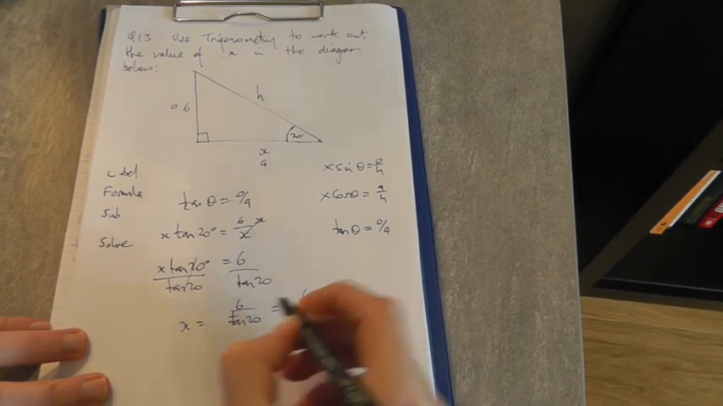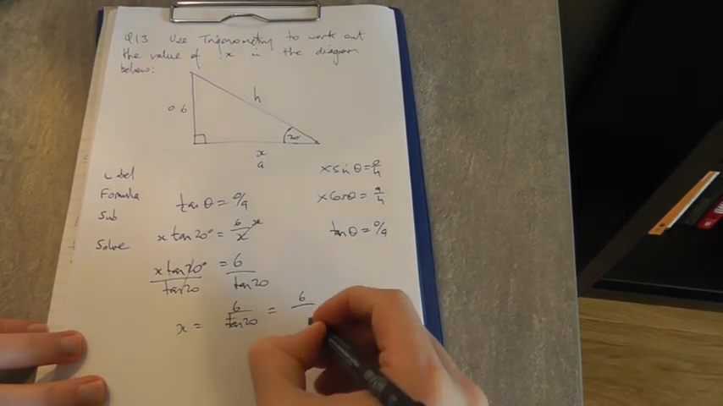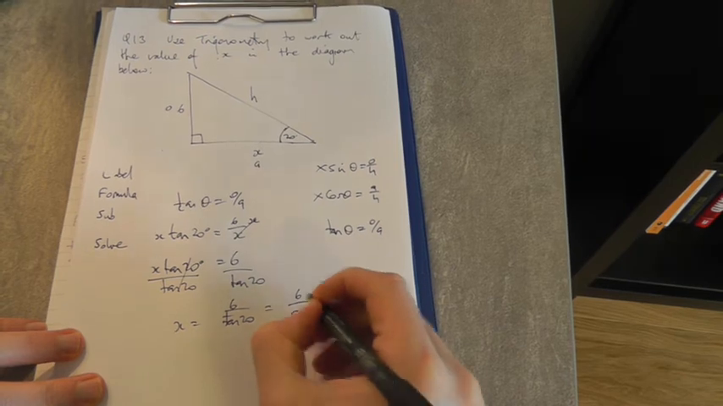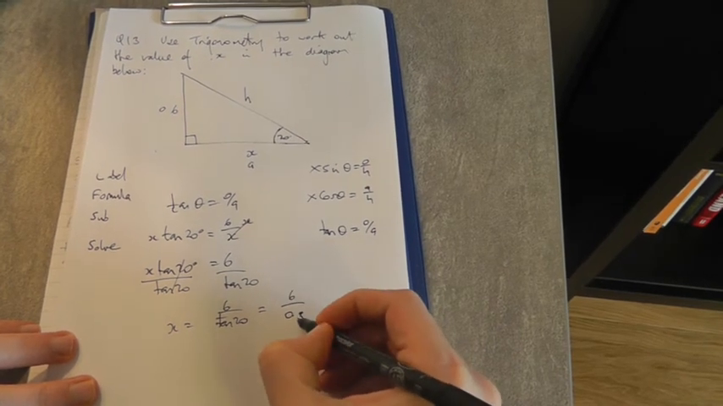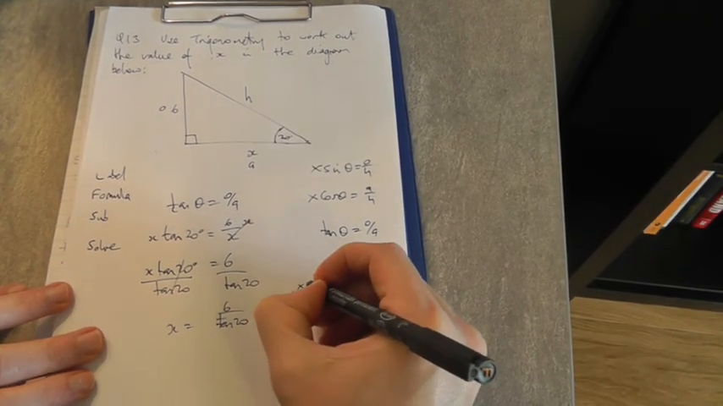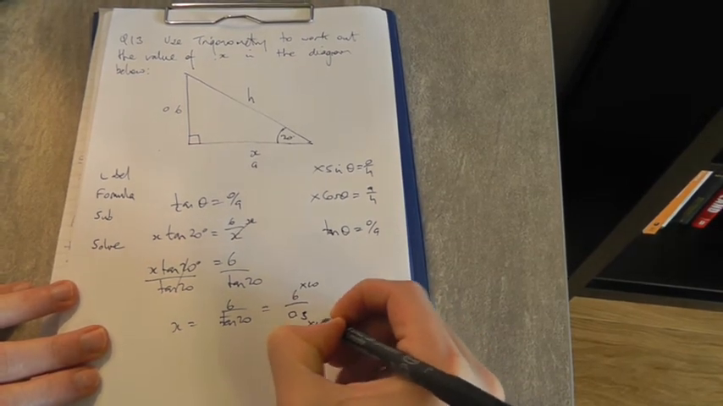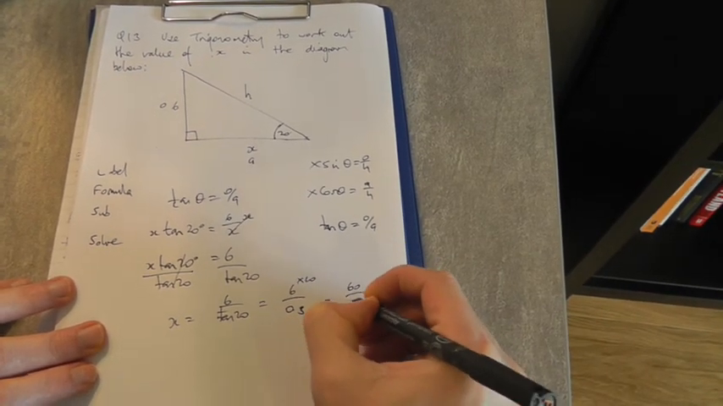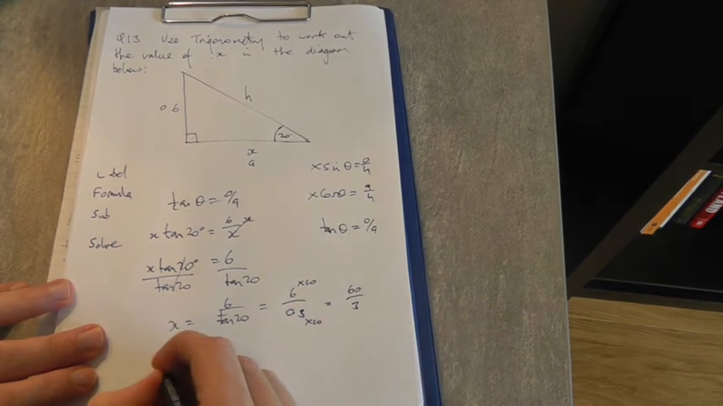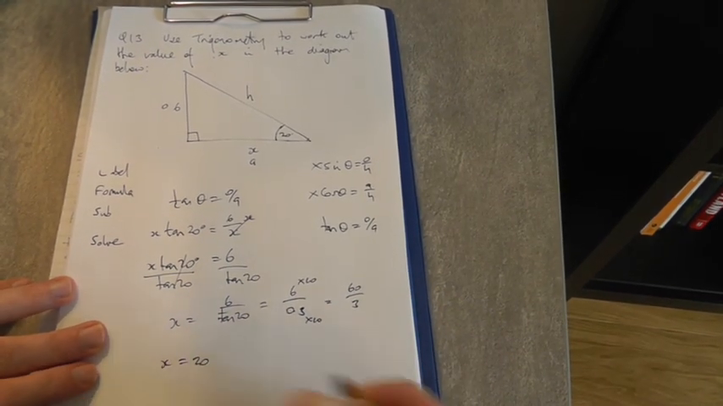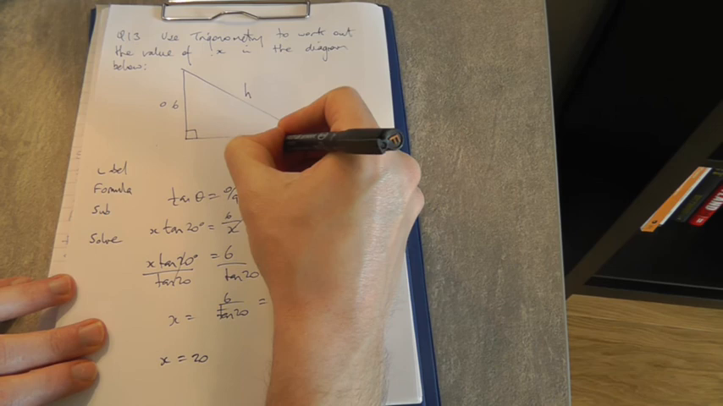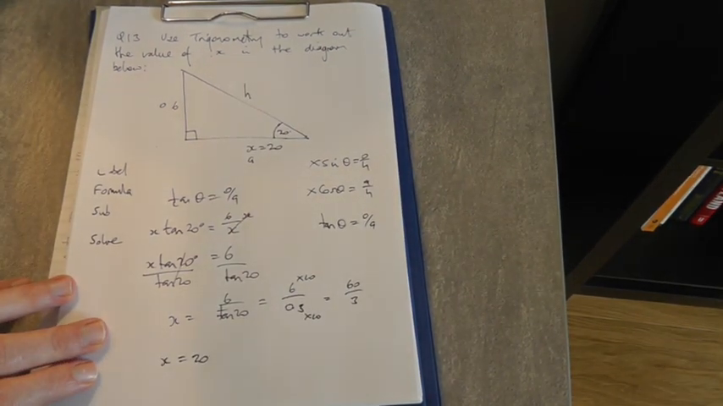And tan 20, if I put it in my calculator, is 0.3. So to solve this, I've got 6 over 0.3. I want to get rid of the decimals, so I multiply that by 10 and multiply that by 10. And I now have 60 over 3, and 60 divided by 3 is 20. So x equals 20. So the length of this line here is 20. And that is the question completed.